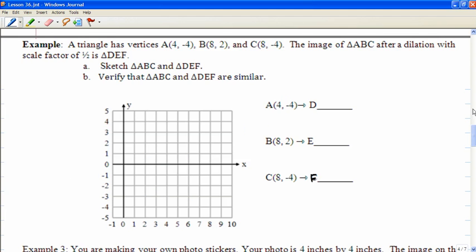Okay, next example. It says a triangle has vertices A of 4, negative 4, B 8, 2, and C 8, negative 4. The image of ABC after a dilation with a scale factor of 1/2 is DEF. So in this case, our K is 1/2, and we're going to make a smaller triangle than the original. So K equals 1/2. So the new triangle will be smaller than the original.